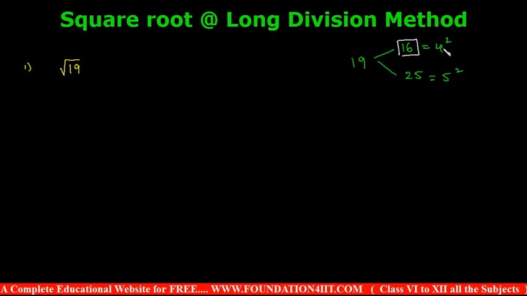16 means 4 squared. So 4 into 4 is 16. So the square root of 19 should be more than 4 and less than 5, because 4 squared is 16 and 5 squared is 25. So only a number more than 4 will give the answer for 19.